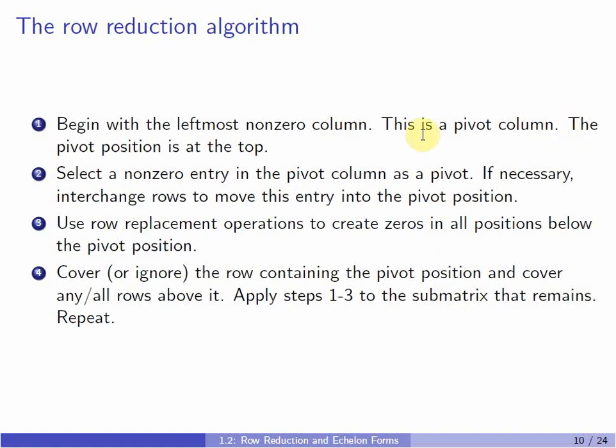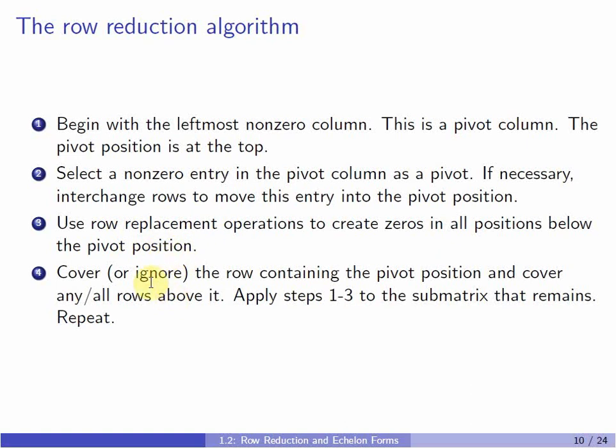I promise this will be a pivot column, and the pivot position will need to be at the top. So within this column you might have some entries that are 0, some entries that are non-zero. Select a non-zero entry in the pivot column to be the pivot, and if this number is not at the top, just interchange rows so that you have it at the top. Then do the row reduction operations to create zeros in all the positions below the pivot position.